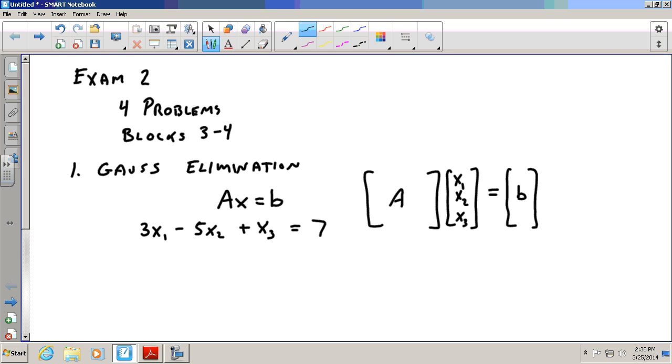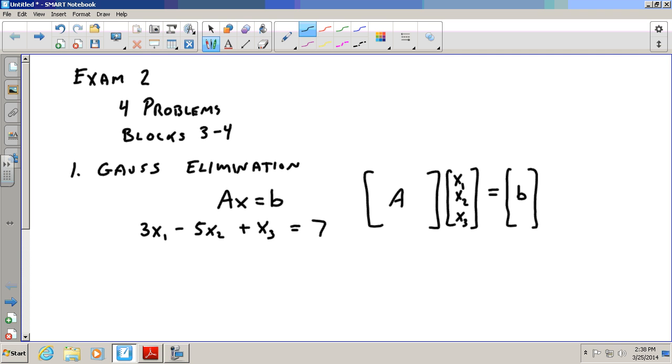So I may give you the matrix form, I may just give you the equations, and you can put them into matrix form. It doesn't have to be x1, x2, x3 as the variables. It could be x, y, z. It doesn't really matter. But the whole point is to use Gauss elimination to solve for x here. And so you should know how to do that. You should have done that for your homework.